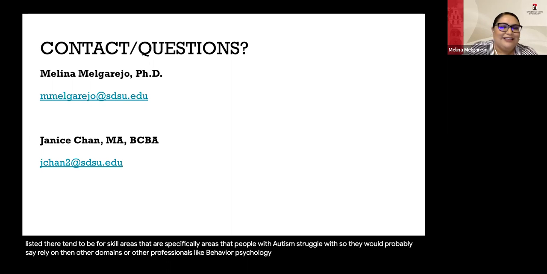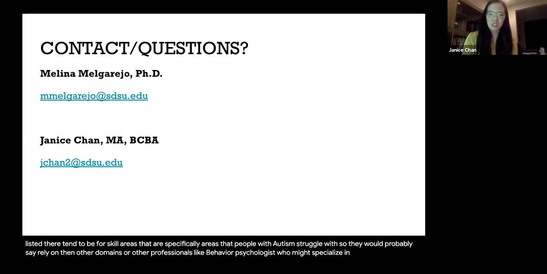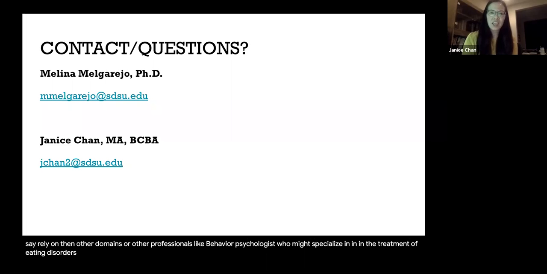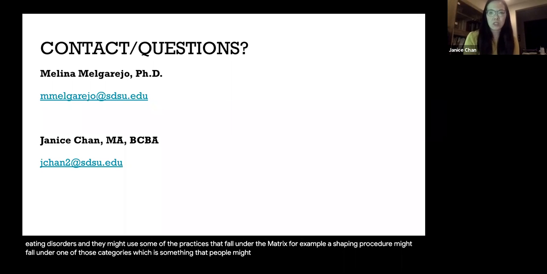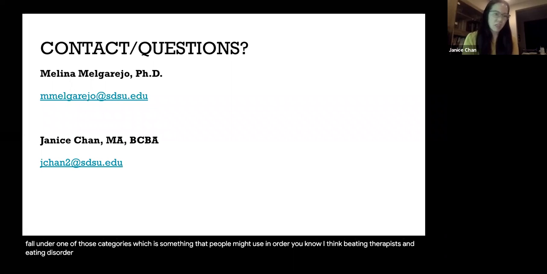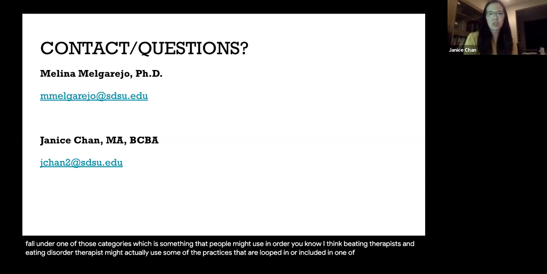a behavior psychologist who might specialize in the treatment of eating disorders, and they might use some of the practices that fall under the matrix. For example, a shaping procedure might fall under one of those categories. I think feeding therapists and eating disorder therapists might actually use some of the practices that are looped in or included in one of those other categories.